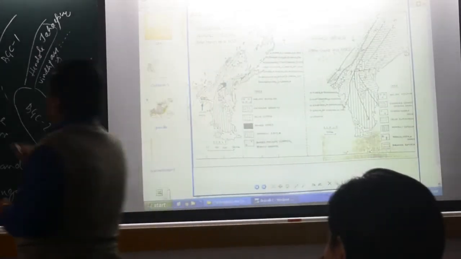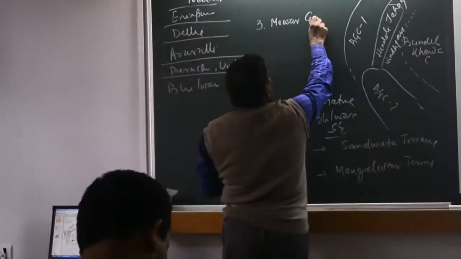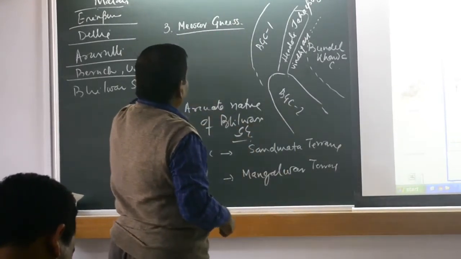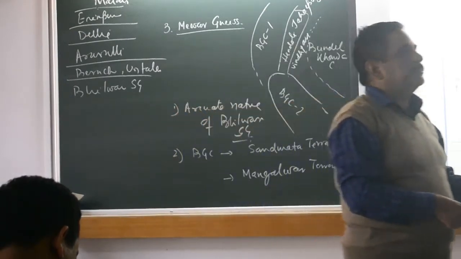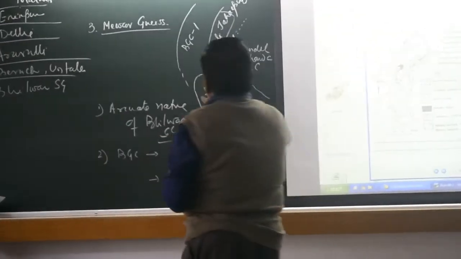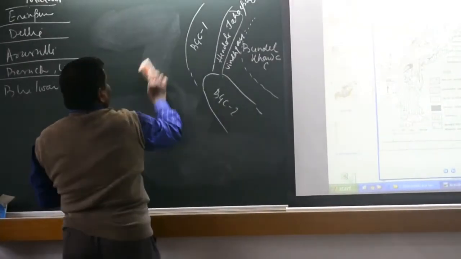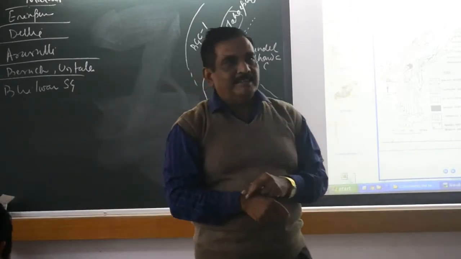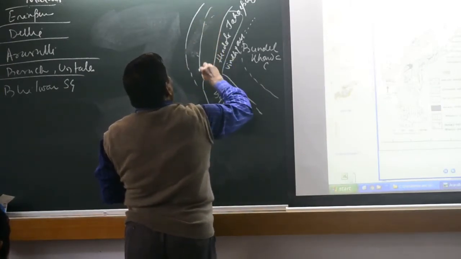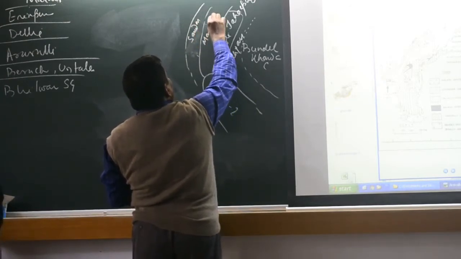And BGC 2 is nowadays called Mewar gneiss. That I told you. Mewar gneiss is very heavy. Mewar gneiss is BGC 2. So different names have been given. The importance of these things is there. Now here is the Sandmata, this part, and you have Mangalwar. Very easy.